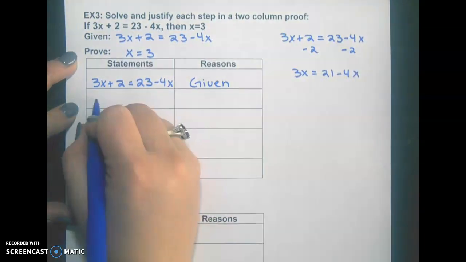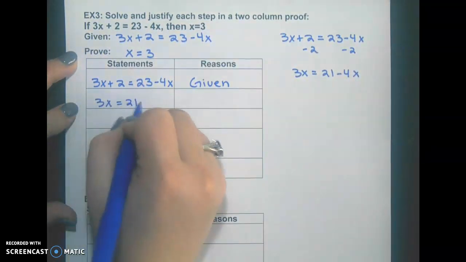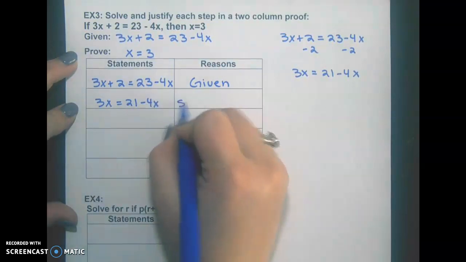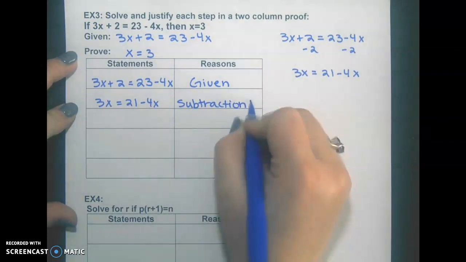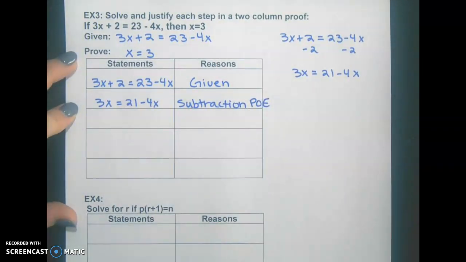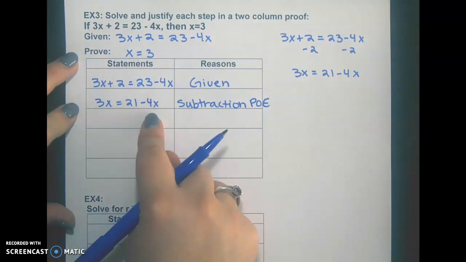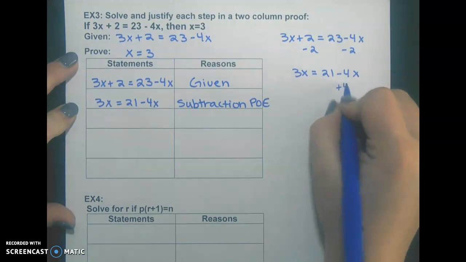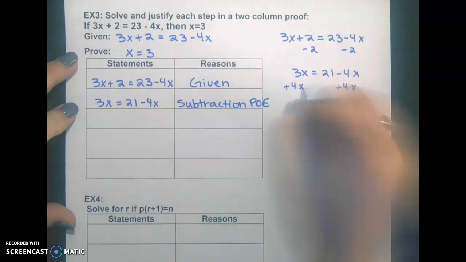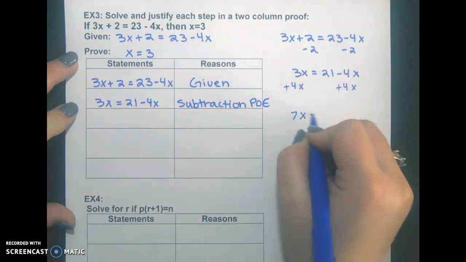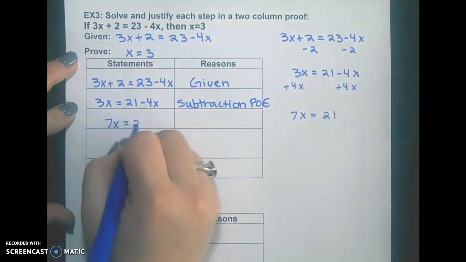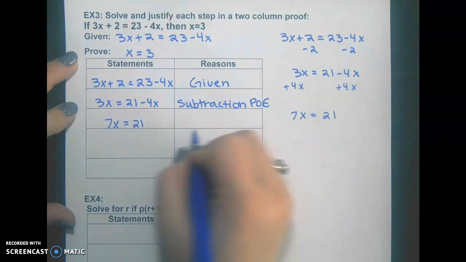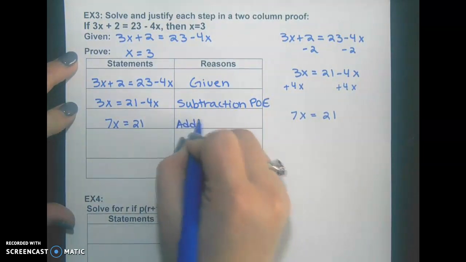So that's going to be my second statement. And that's going to be because of my subtraction property of equality. Again, because I subtracted on both sides. So the next thing I want to do is move my 4x to the other side. So if I add 4x to both sides, I get that 7x is equal to 21. And my reason for this statement is the addition property of equality.